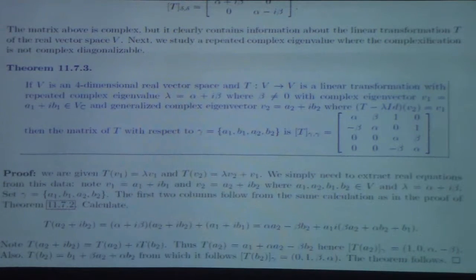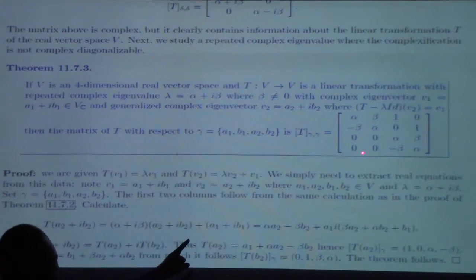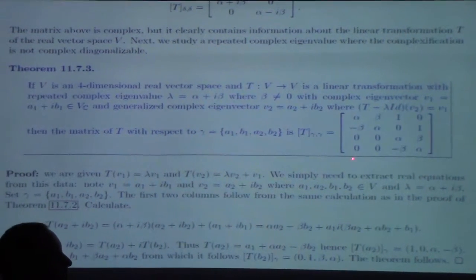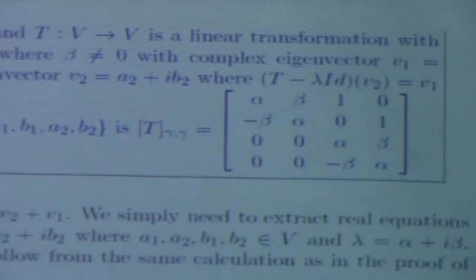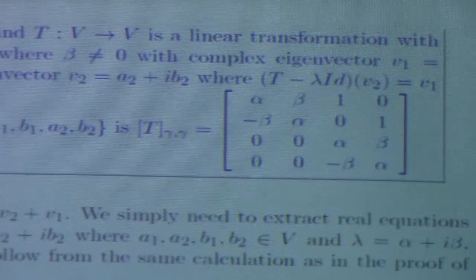If you do that, then with respect to the basis a1, b1, a2, b2, you get this matrix. That's the real Jordan form in the case where you have a repeated complex eigenvalue and you actually have one eigenvector. Here's the proof.